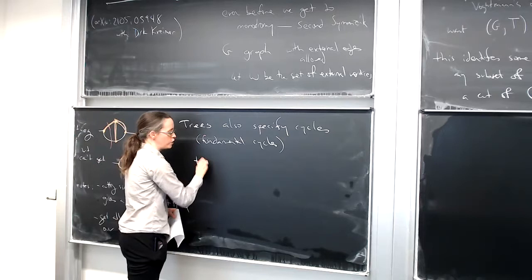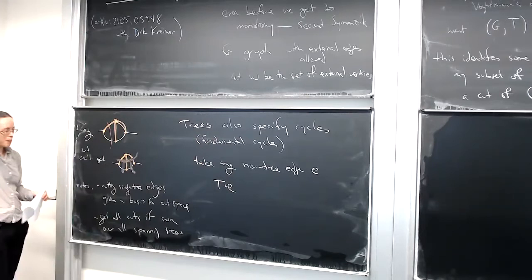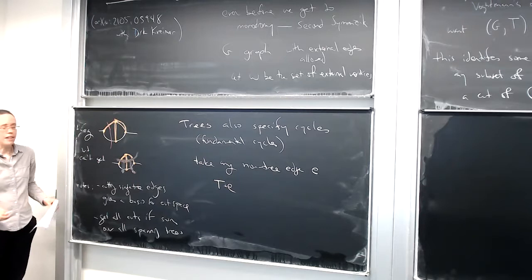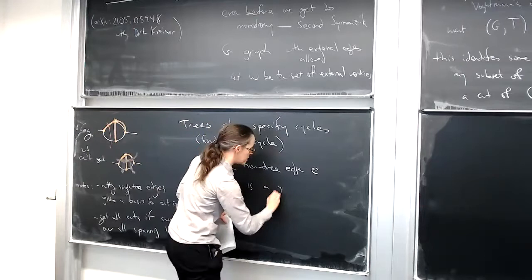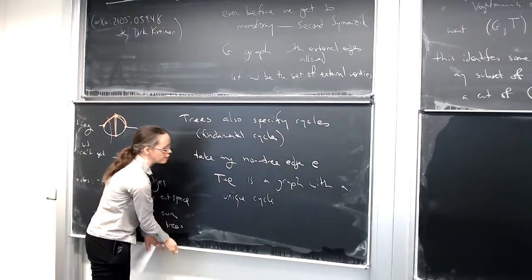So how does this work? If you take any non-tree edge E, then you've got the graph T plus E. And again, this might be something you would teach in your second year graph theory class, that this graph here has a unique cycle. So it is a graph with a unique cycle. That's the one, right? So the edge E determines this cycle. We'll call that the fundamental cycle determined by T of E.